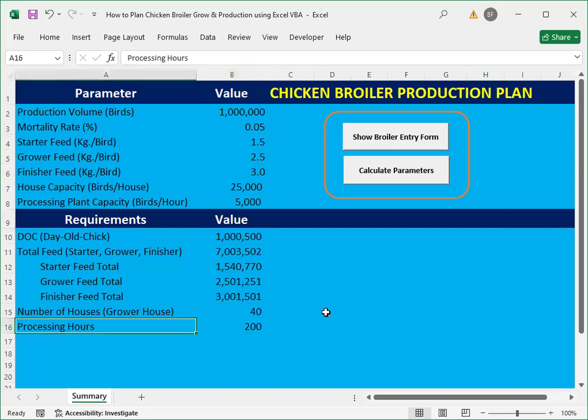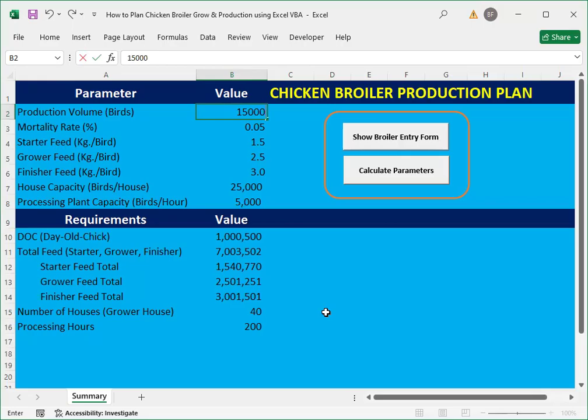Okay. Then processing hours. How many birds are we going to process in 1 hour? 200. So this is how you plan your chicken broiler production plan. All right. Let's say, for example, if you change your mind as an investor, as a company owner, you think 1 million is not enough, I need 1.5 million. I just did not include the financial aspect of this plan. This is just purely volume, parameters, etc.